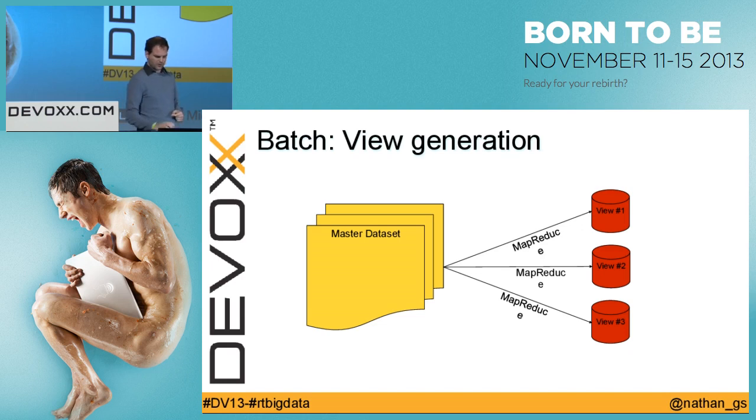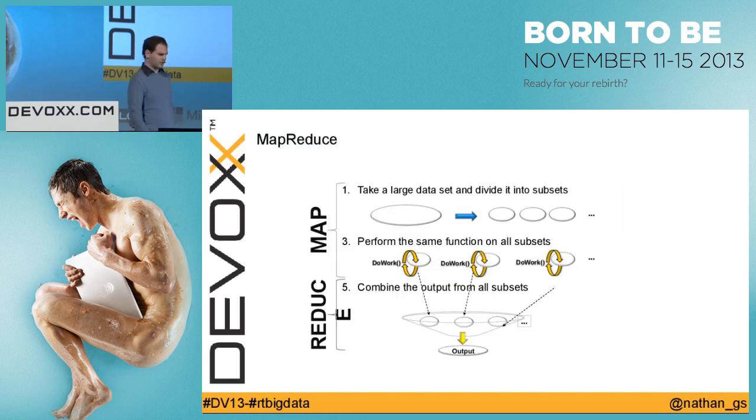So just a quick reminder of what MapReduce is. We have a large data set. We will divide this into subparts. Then we will perform the same calculation on top of all those subparts. And then we will recombine the output of all those calculations. And this is MapReduce.